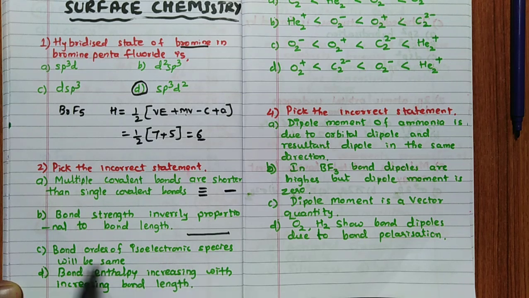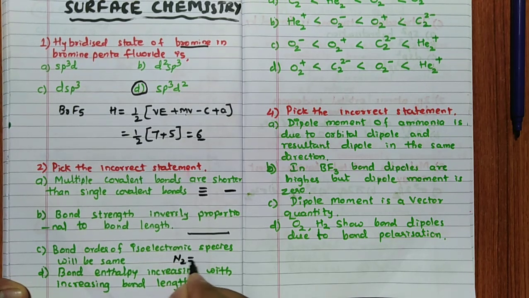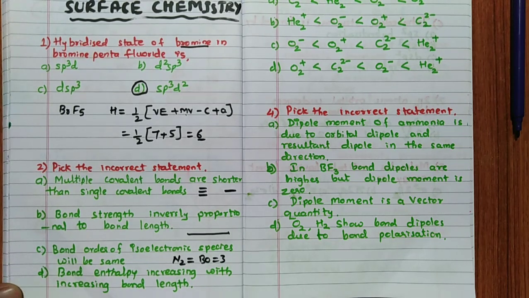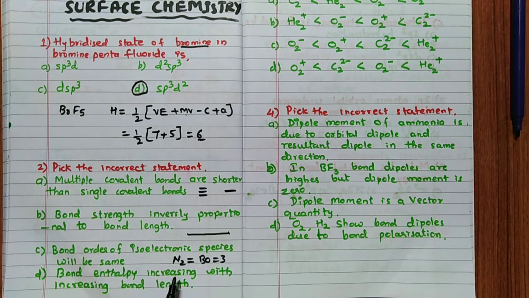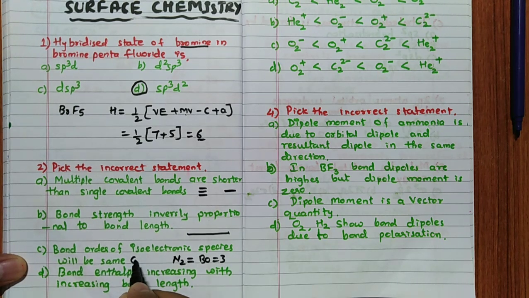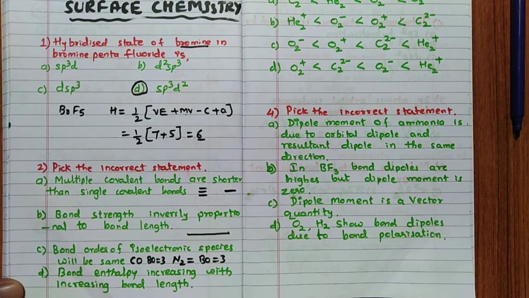Bond order of isoelectronic species will be same. So it is also, remember, correct because, for example, nitrogen is having bond order equal to 3. So similarly, if you consider the 14 electron system, any of those 14 electron system, bond order will be same. For example, carbon monoxide, 6 plus 8, 14. Carbon monoxide bond order is equal to 3. So like that, remember, isoelectronic species will have same bond order.